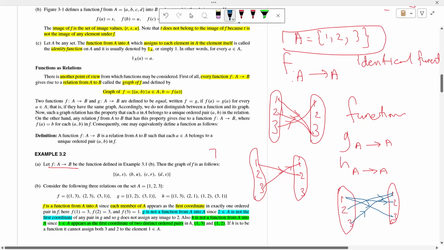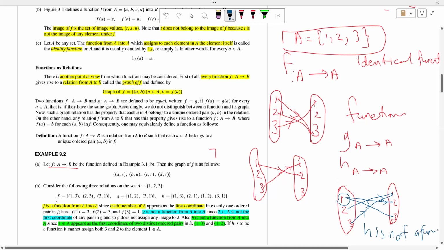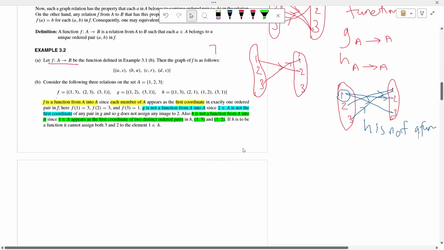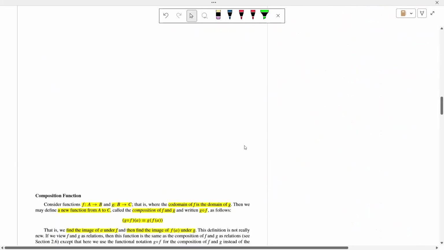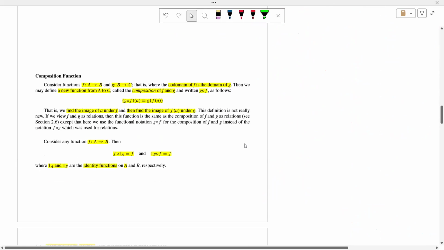This is not a function. Why? One domain element cannot have a relation with more than one codomain element. Because of that, H is not a function. So this is the way we can find out functions, and we can even write functions in the form of relations as well, right? Okay, the next thing, composition of functions.